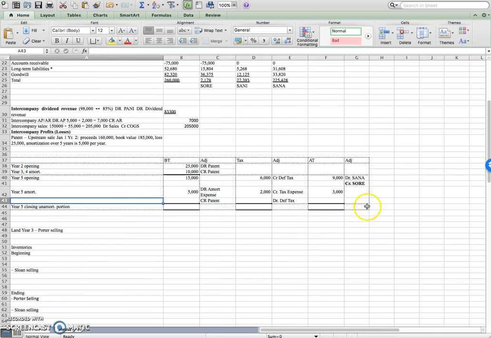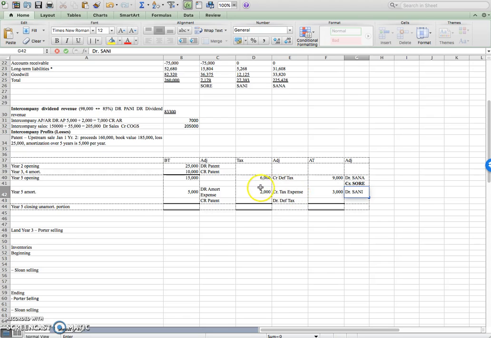Let's just hop back in there. We are still going to impact SANA, but we also have to impact SANI. So the reason why we need to impact SANI is because we have that amortization expense and tax expense. Of course, both of those would appear on the income statement. And that will be offset with SANA for the patent itself and, of course, that deferred tax.